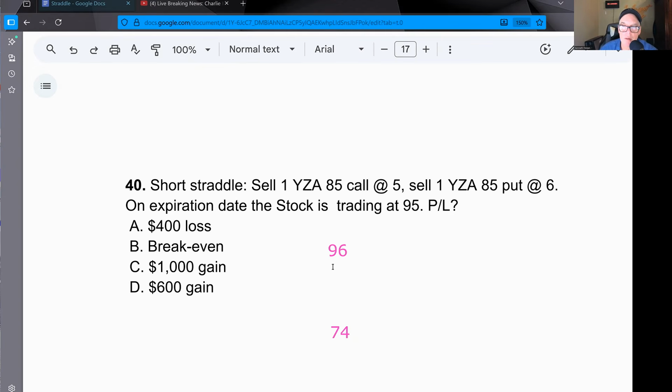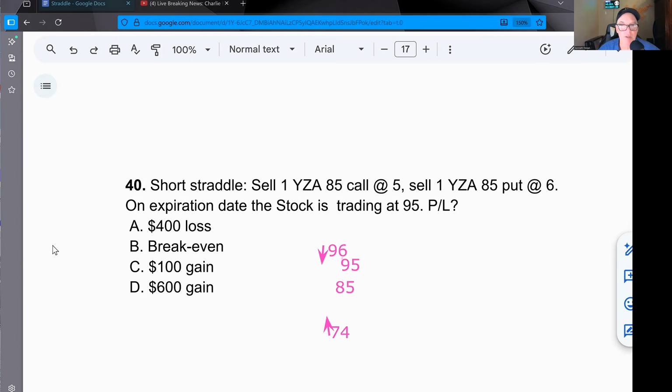Am I right here? Here we are. So 85 is my middle, right? That's my strike price. My upper is 96. My lower is 74. I want it inside the range. And I'm one inside, so that's a $100 gain. I think I put 1,000 there before because I was going to do 10 to mess with you guys. But there we go. So it's a $100 gain, and there it is.